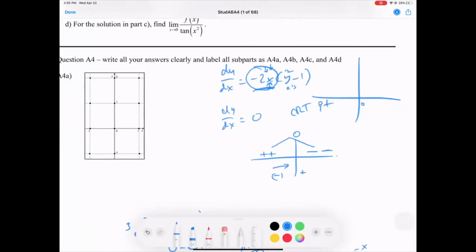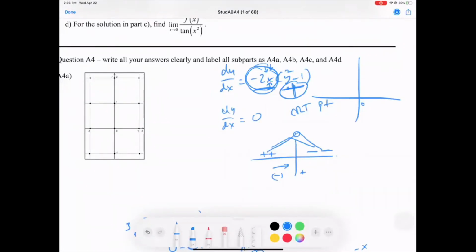Why? Because this is always positive, and this guy changes depending on if you're on the right side of 0 or the left side of 0. So on the left side of 0, we said this will always be positive because a negative negative becomes a positive. And on the right side, this would be a negative. So we do have a positive to negative change. So that's one way to talk about it.